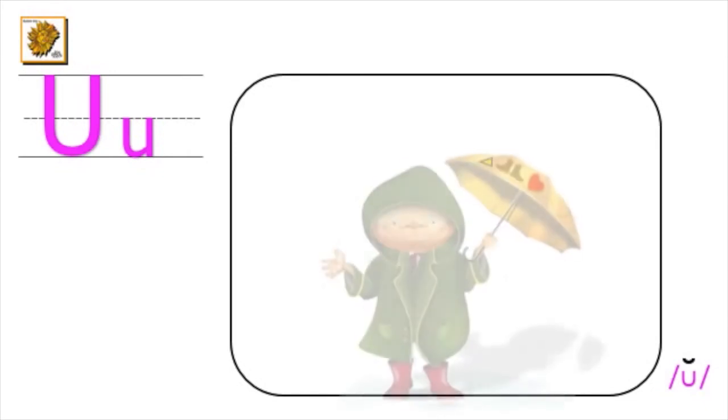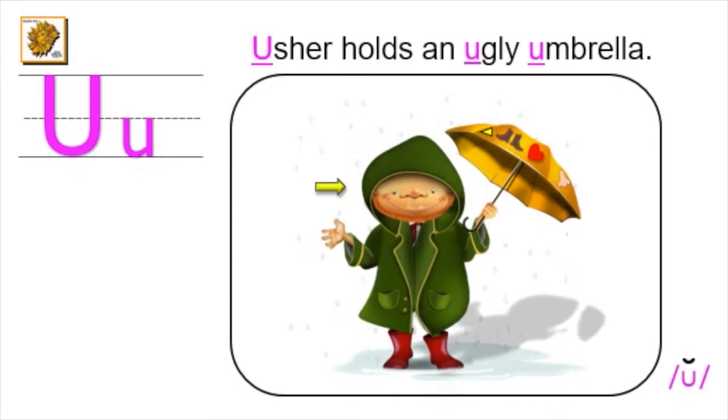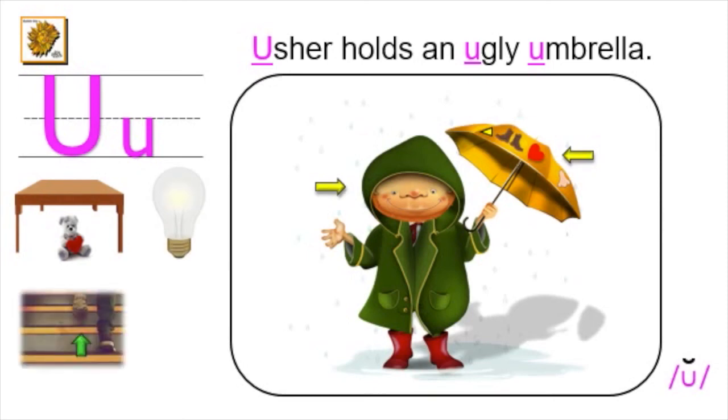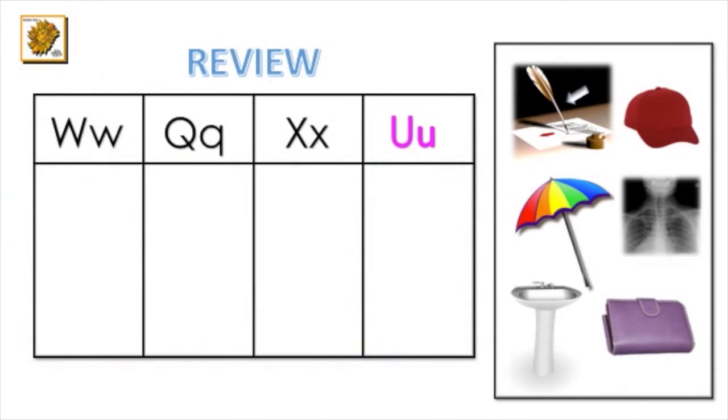This is the uppercase letter U. This is the lowercase letter U. The letter U here has a short vowel sound that says uh. Say uh, boys and girls. You got it. Uh. Usher holds an ugly umbrella. The letter U here says uh for under, bus, up, and cup.